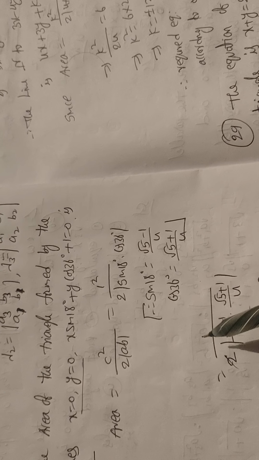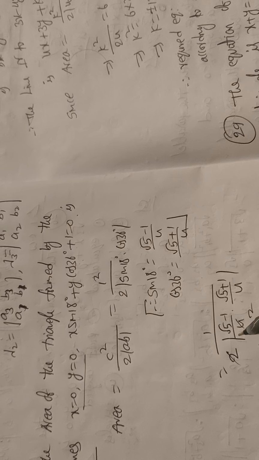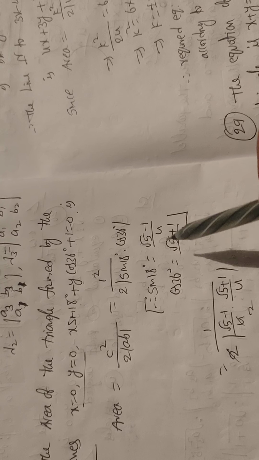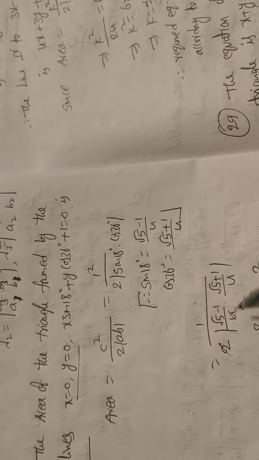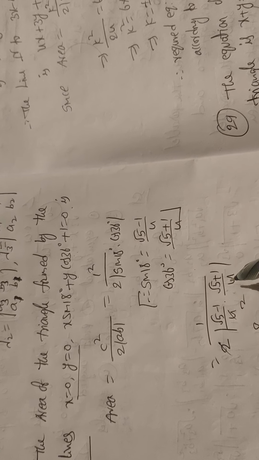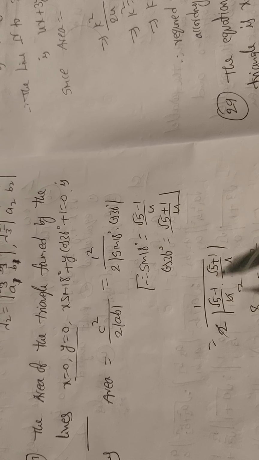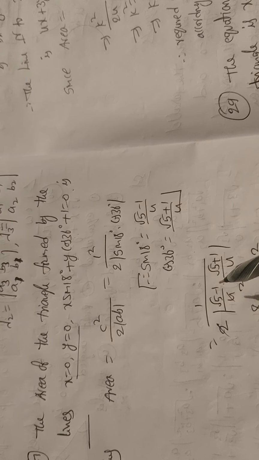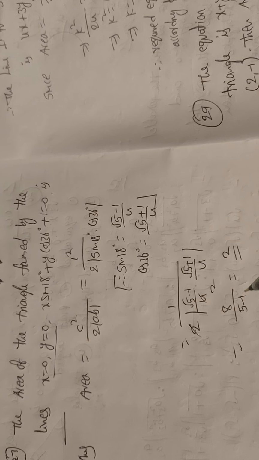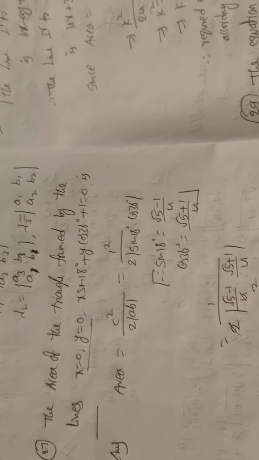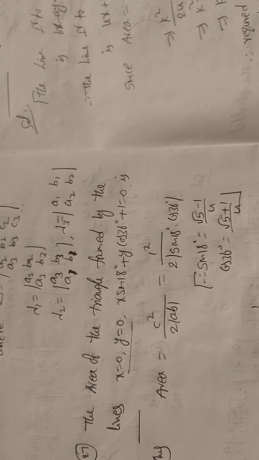So this is equal to 1 by 2 into modulus of (root 5 minus 1) by 4 into (root 5 plus 1) by 4. The 2 and this 4: 2 times 4 is 8, which goes to the numerator. And (a minus b) into (a plus b) is a square minus b square: root 5 whole square is 5, minus 1 square is 1, 5 minus 1 is 4. 4 in 8 goes 2 times, so 2 is the answer for this question, 2 square units. Okay, next question.